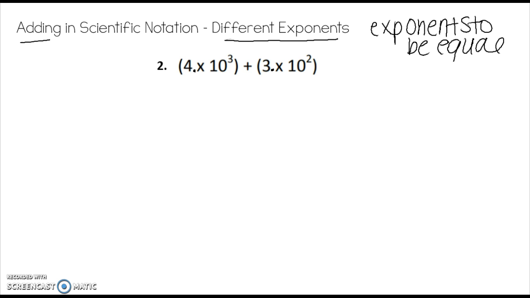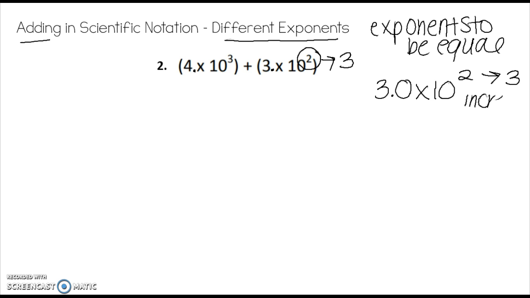It's up to you. So what I'm going to actually do is I'm going to go ahead and change this into a 3. So when we change, remember, so this decimal is behind it, so it's 3.0 times 10 to the 2nd. I'm going to be changing this 2 into a 3. When I add 1, so when I'm increasing that exponent, the decimal will move left.